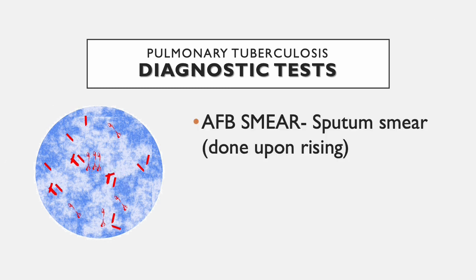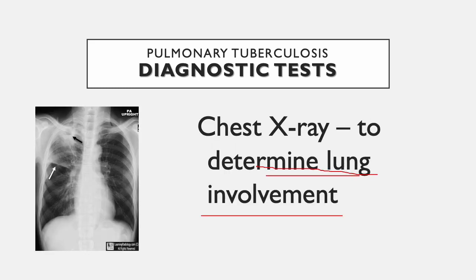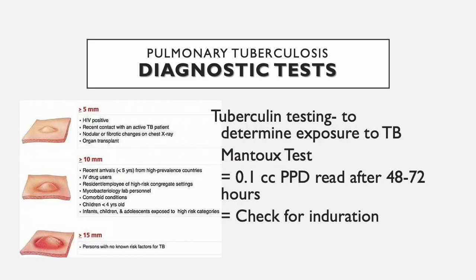Now, another test that can be done for pulmonary tuberculosis is the AFB smear. Ayan, so that's the acid-fast bacilli. So, through proper staining, ayan, you'd be able to isolate these bacteria. Now, of course, you can use chest x-ray and that will help us determine the involvement of the lungs.